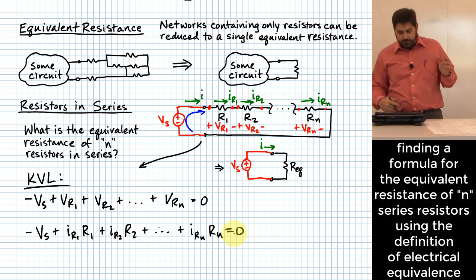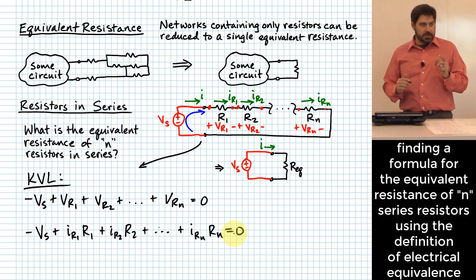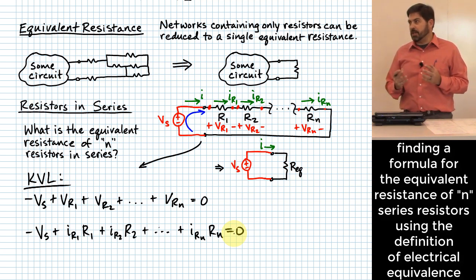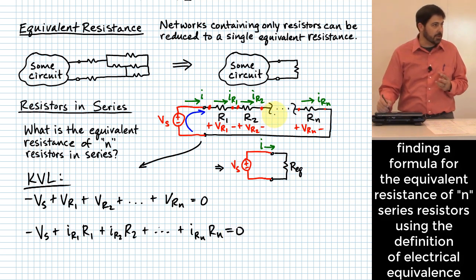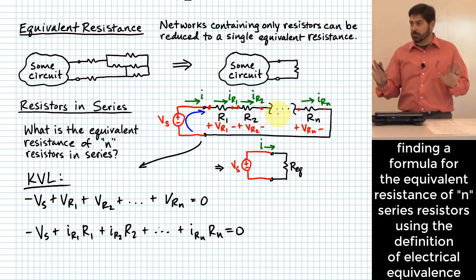Now, let me ask you this. As we look at the current that flows around this loop, are there any relationships we can establish for all of these currents going through these resistors? They're all the same. Why are they all the same? Because they're in series with one another. There is no other place for current to go. There is only one loop where current is flowing.